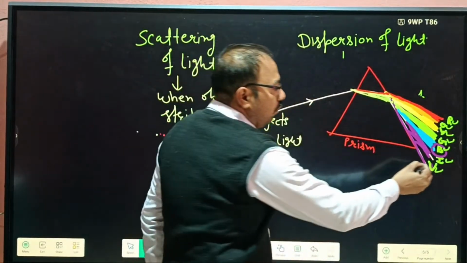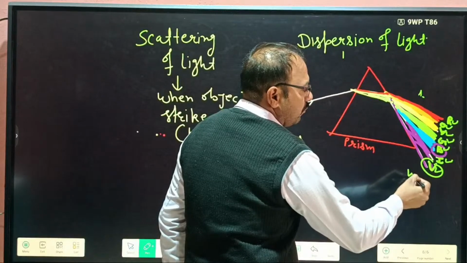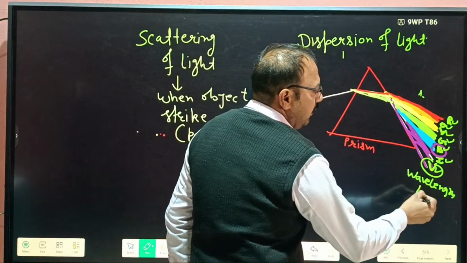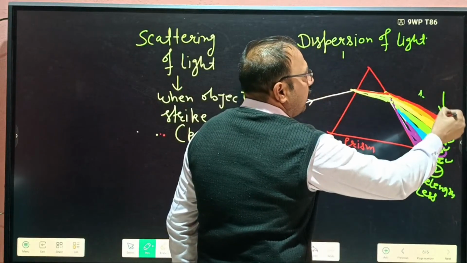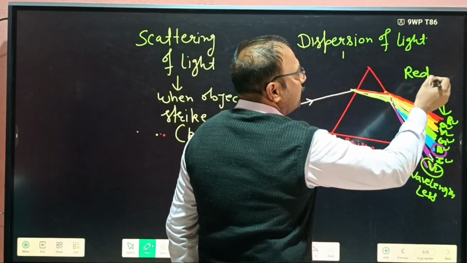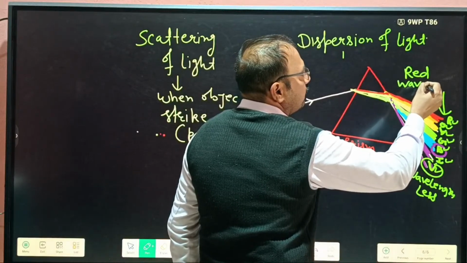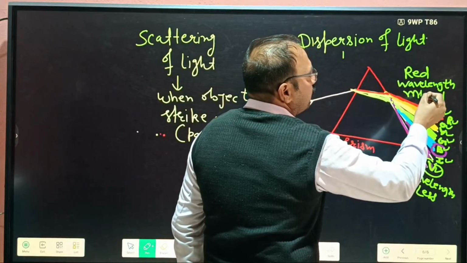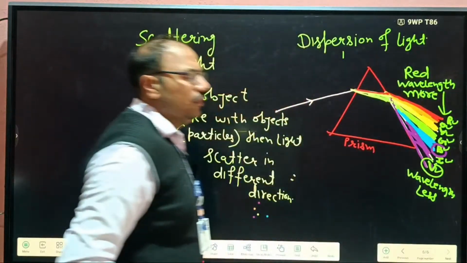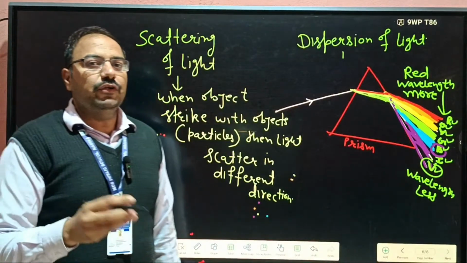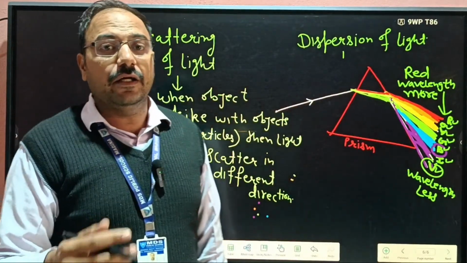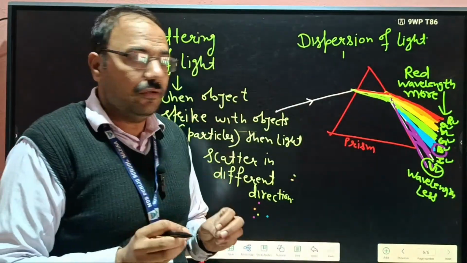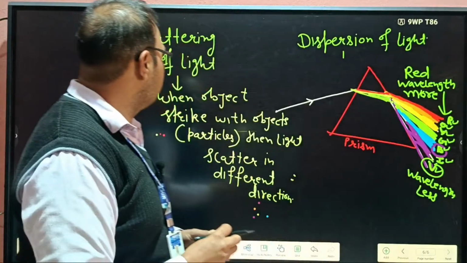Here violet has less wavelength, and red color has more wavelength. That is why we use danger signals like red, green and yellow colors, because their scattering of light is less. So they are seen from a large distance.